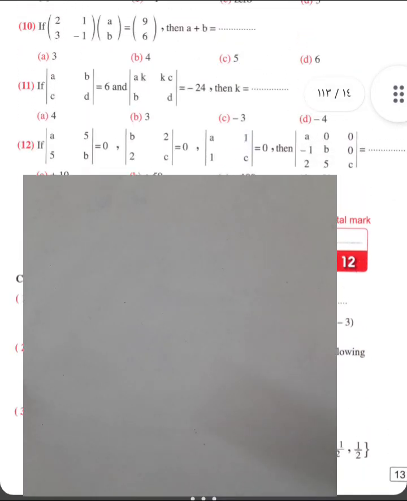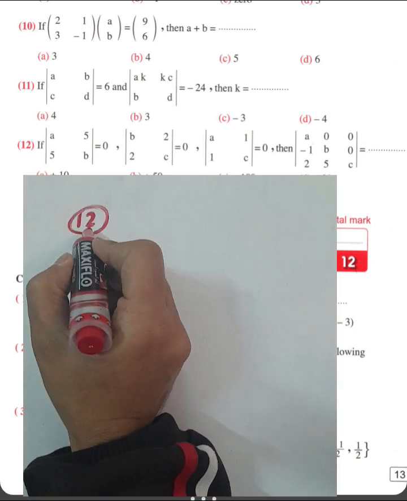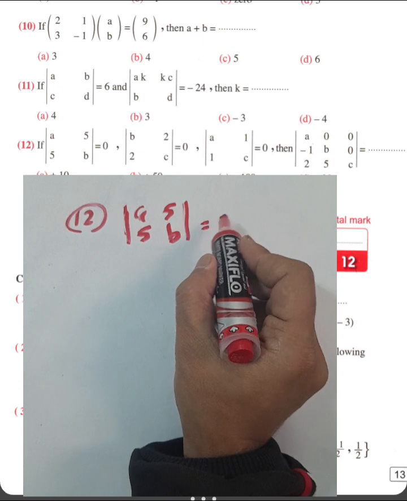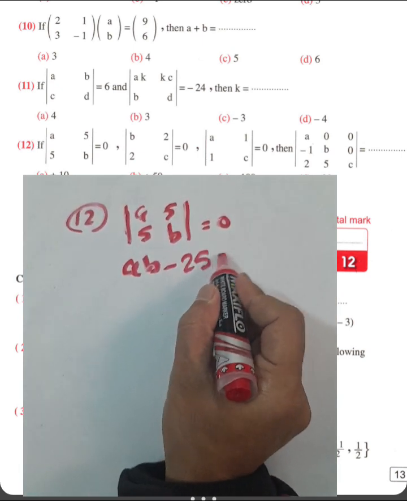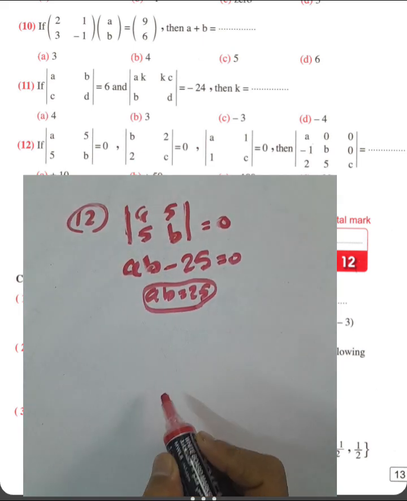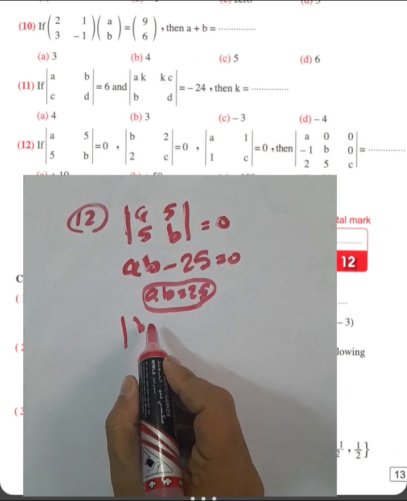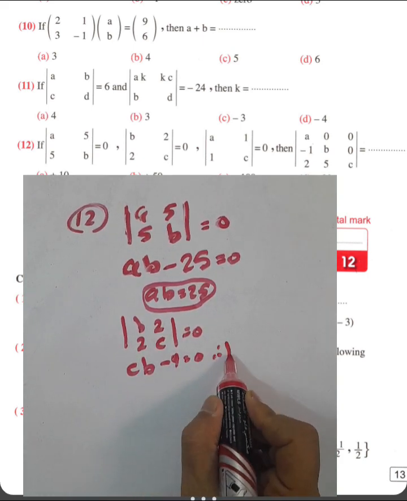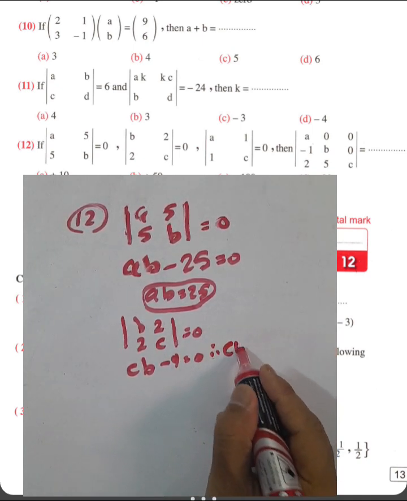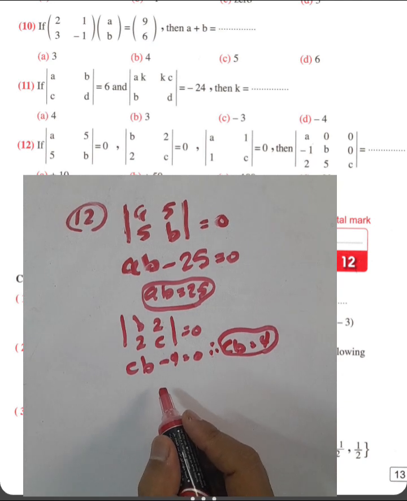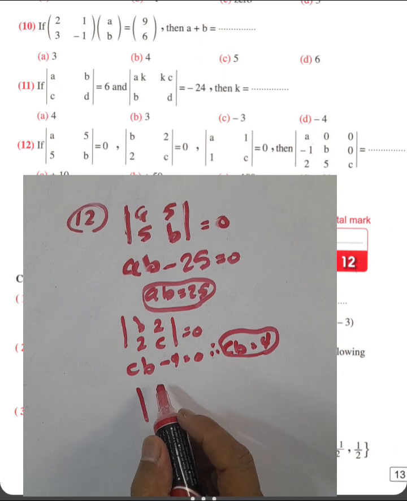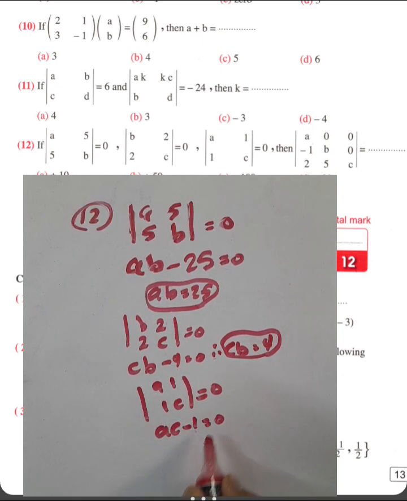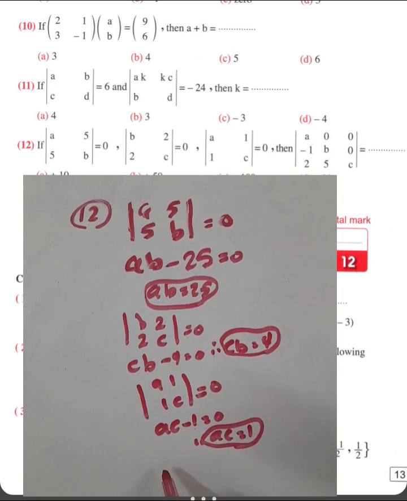Question 12, if determinant. Question 12, we have here determinant about A, 5 and B. Determinant about it equal 0. Then A times B subtracted by 25 equal 0. It's AB equal 25. And it gives us determinant about B, 2 and C equal 0. B times C it will be BC subtracted by 4 equal 0. And then BC equal 4. Okay, and it gives us determinant about A and 1 and C equal 0, then AC here minus 1 equals 0, then AC equal 1.